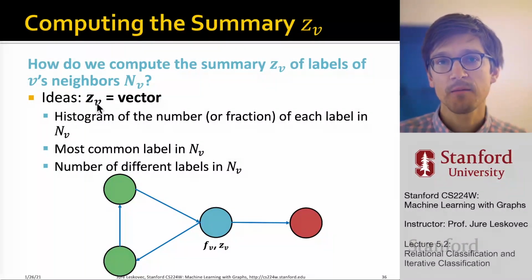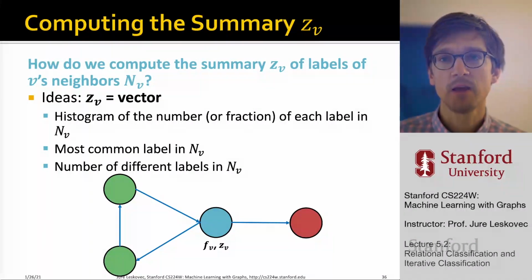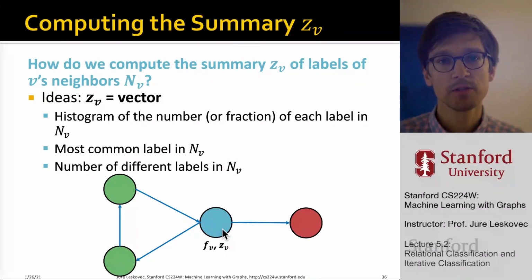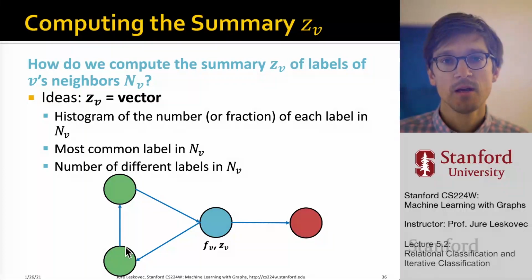So for example, there are many choices I can make to set this vector Z. For example, I could simply have it to be a histogram, which would count the number or the fraction of each label in the neighborhood. So for example, in this case, for the blue node, we could say, I have two neighbors who think they are green and I have one neighbor who thinks it's red. Or another way would be to say, 66% of my neighbors think they are green and 33% think they are red. And this is what this vector Z would capture.